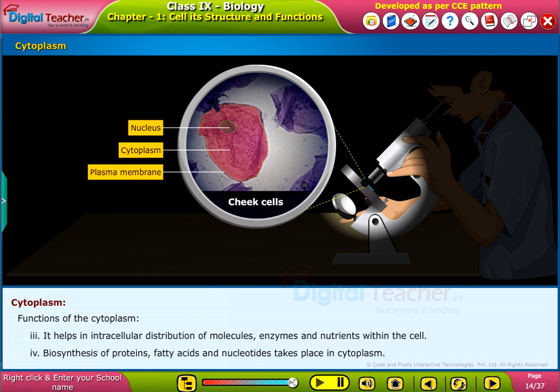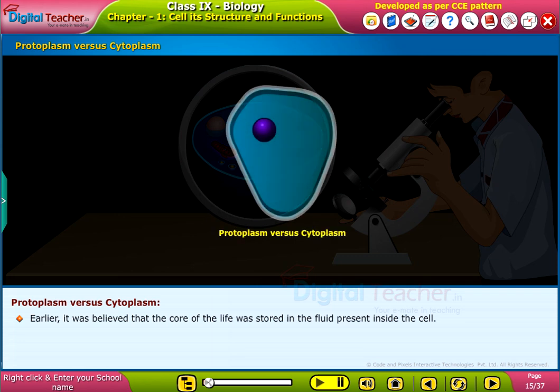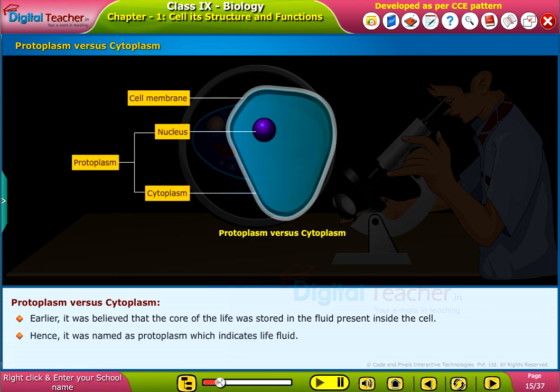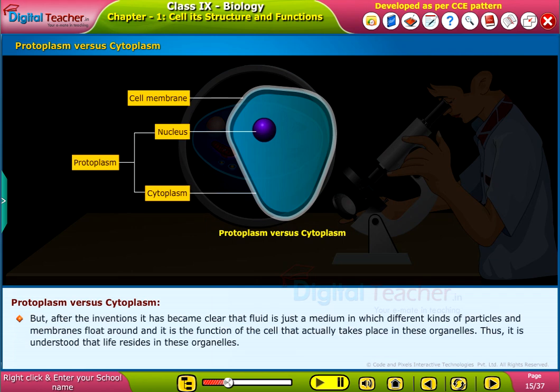Now, let us learn about protoplasm versus cytoplasm. Earlier, it was believed that the core of life was stored in the fluid present inside the cell. Hence, it was named protoplasm, which indicates life fluid. But after the inventions, it has become clear that the fluid is just a medium in which different kinds of particles and membranes float around, and it is the function of the cell that actually takes place in these organelles. Thus, it is understood that life resides in these organelles.